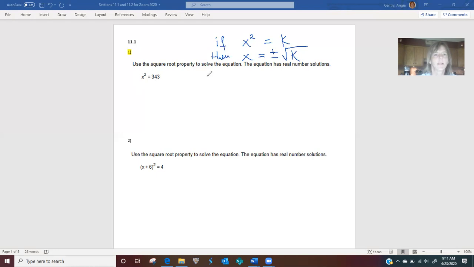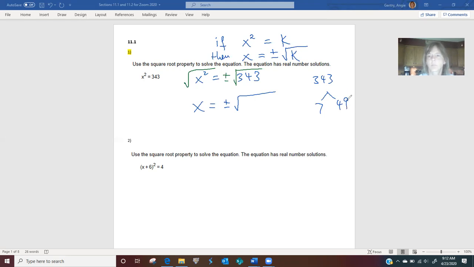So if you wanted, you could say x squared equals 343, and you want to leave a little space here so you have room. You take the square root, but you have to put the plus or minus, because there are going to be two things that make that statement true. So x equals plus or minus the square root of 343.